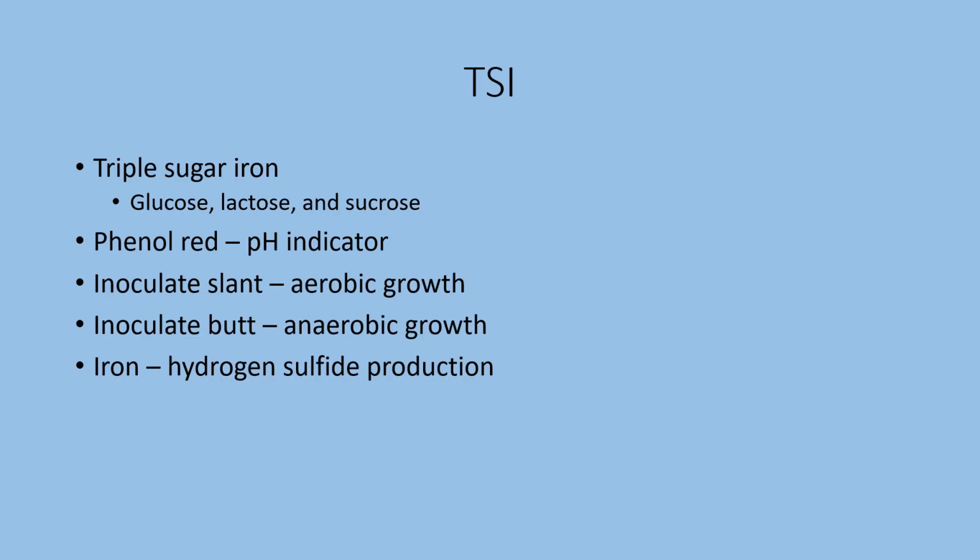So what is a TSI? It stands for triple sugar iron. The three sugars that are present are glucose, lactose, and sucrose. There is a pH indicator added. The pH indicator is phenol red, which we have seen multiple times before. Remember, neutral or alkaline is going to be red, and it is yellow when it's acidic, pH under 7.